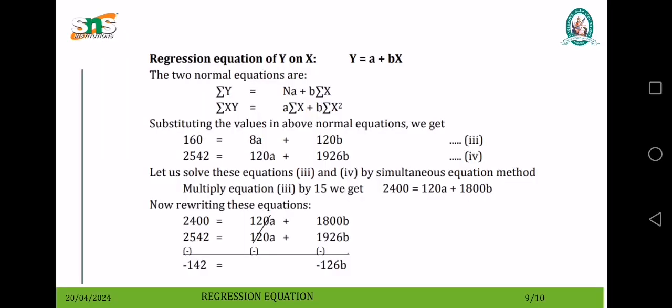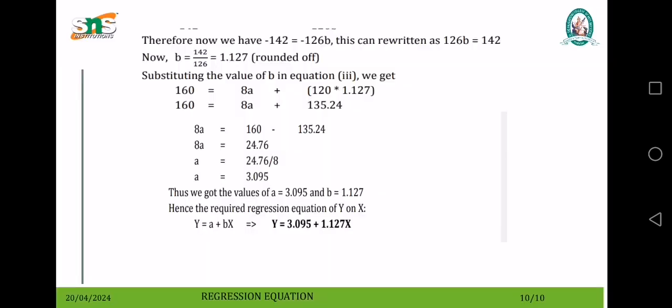Similarly, the regression equation of y on x is y equal to a plus bx. The two normal equations are summation of y equal to na plus b sigma x, and summation of xy is equal to a summation of x plus b summation of x square. Substituting the values in the above normal equations, we get two equations, and solving these, we get a is equal to 3.095 and b is equal to 1.127. Substituting these in y equal to a plus bx, the required regression equation of y on x is y equal to 3.095 plus 1.127x.